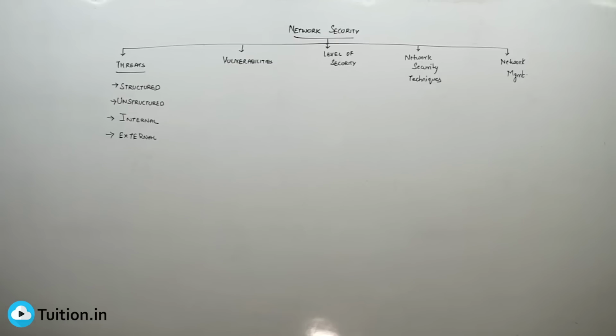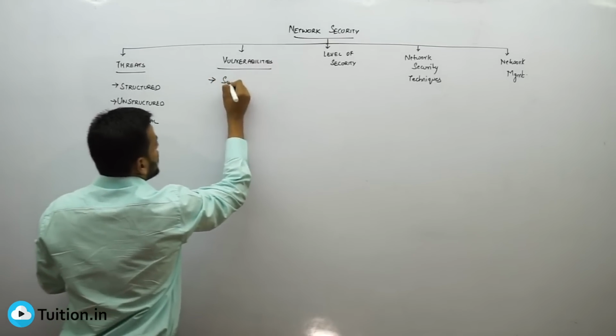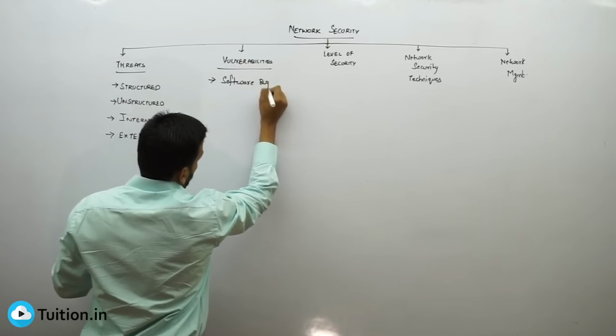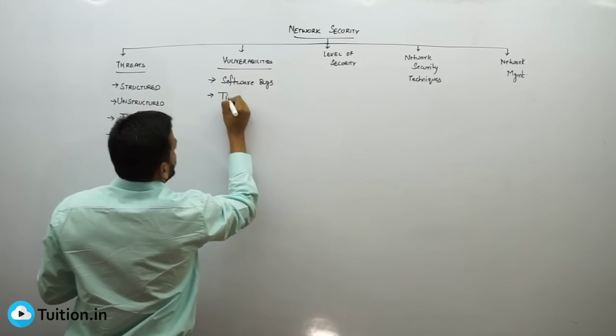Then I'm going to talk about 6 vulnerabilities, the first of which is software bugs. While writing the program itself, there is something wrong. Software bugs. Then we have something to do with timing windows.